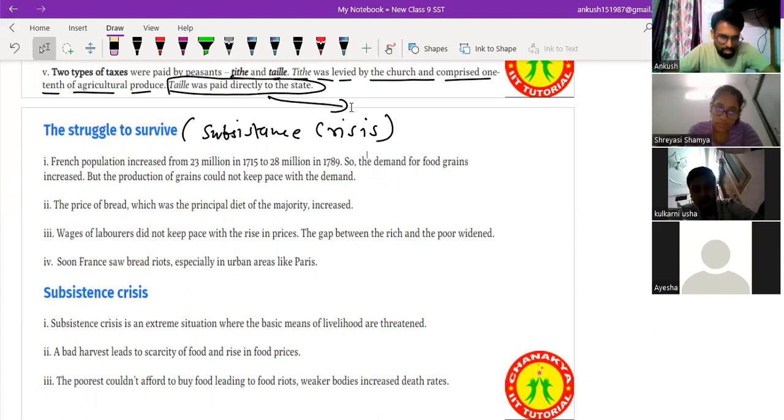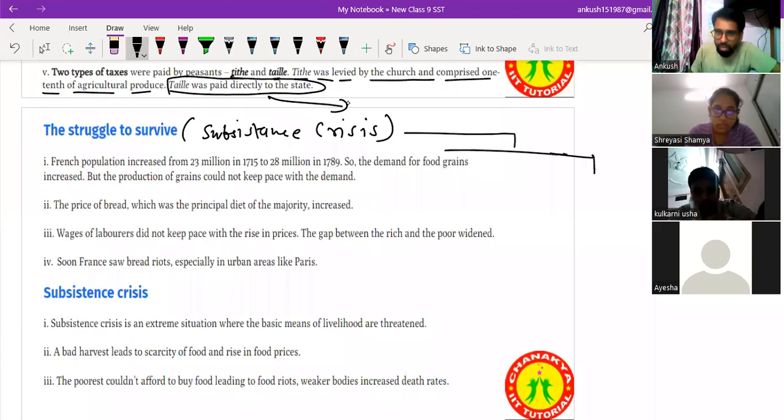Here in the book, you may see that the population of France rose from about 23 million in 1715 to 28 million in 1789. This led to a rapid increase in the demand for food grains. Now I would just tell you this thing. What had happened here? Subsistence. What was the subsistence crisis?